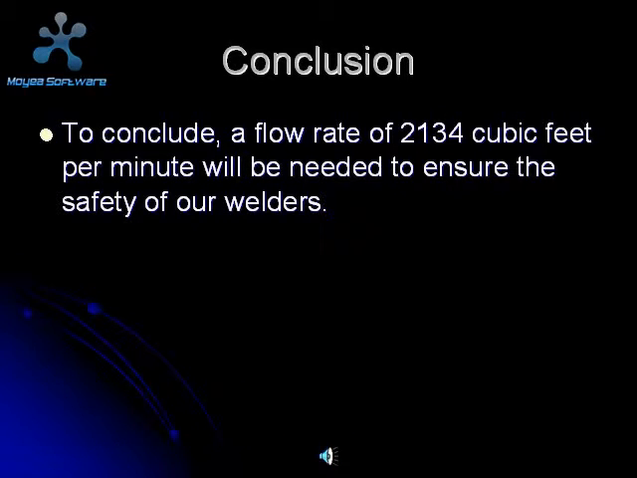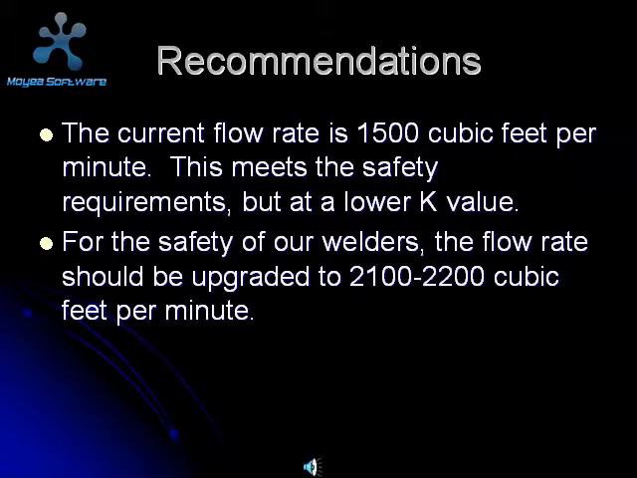To conclude, a flow rate of 2,134 cubic feet per minute will be needed to ensure the safety of our welders. The current flow rate is 1,500 cubic feet per minute. This meets the safety requirements, but at a lower K value. For the safety of our welders, the flow rate should be upgraded to between 2,100 and 2,200 cubic feet per minute.